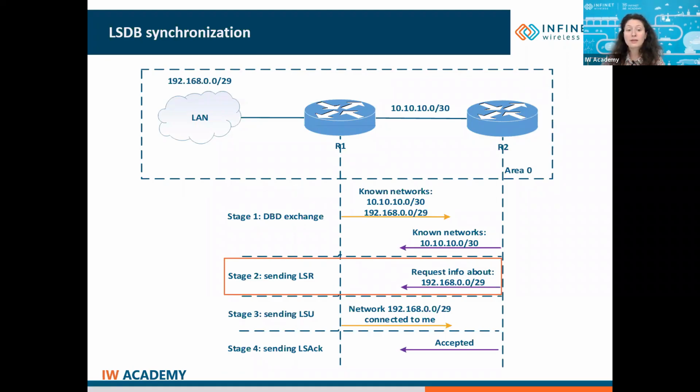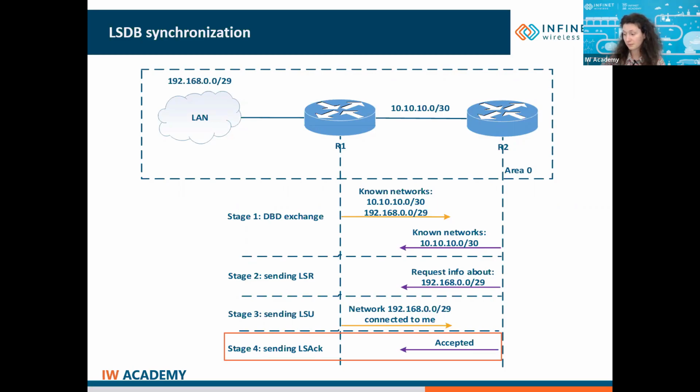192.168.0.0, it will send a link state request to router R1 asking for more details about it. Router R1 will respond with a link state update containing the link state advertisement about the network 192.168.0.0, saying that this network is directly connected to it. And finally, router R2 sends a link state acknowledgement saying that the update was accepted.